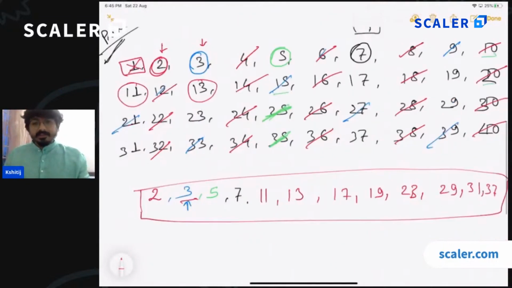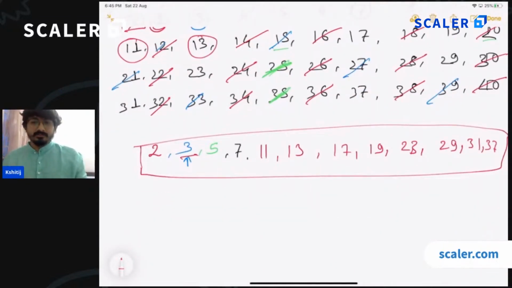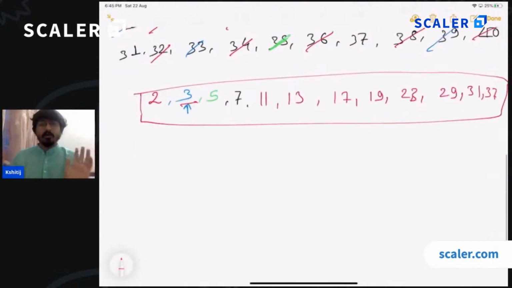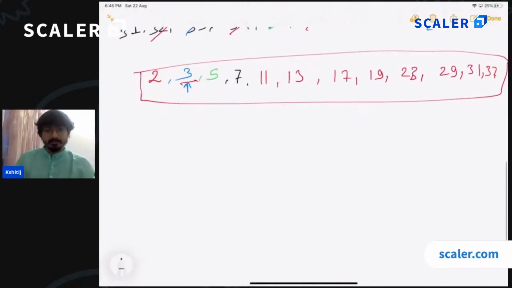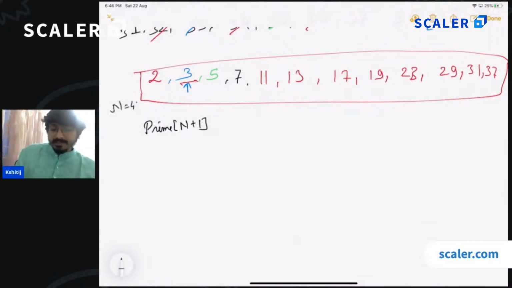Now let's see how we can write the code for this. The code is going to be very, very small and very easy. Initially, we first take all the numbers. If we have to print all the prime numbers in the range n, then we take an array prime of size n plus 1, because if n is 40, array indices start from 0, so I also need 40 as an index. So I will take the size as n plus 1.